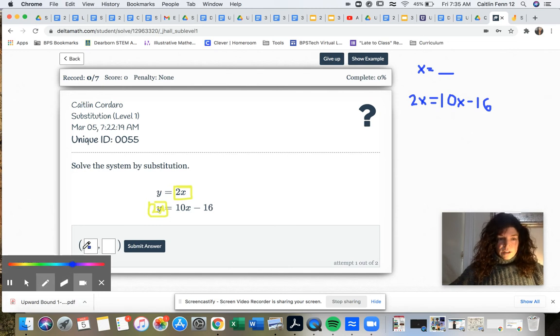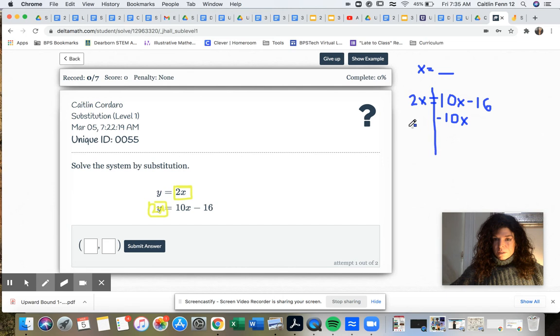So if I want to get rid of this 10x on this side of the equal sign, I'm going to subtract it. If I want to completely get rid of a term, I'm usually going to add or subtract it because that will make it go away. Okay, so on one side of the equal sign, I subtract 10x. I'm going to do it on the other side. And I'm left with 2x minus 10x. I'm left with negative 8x is equal to negative 16.